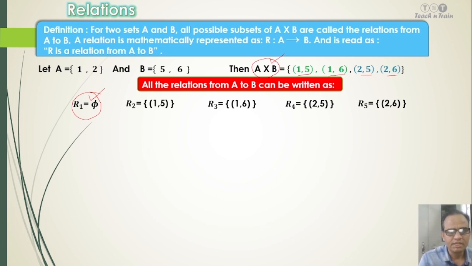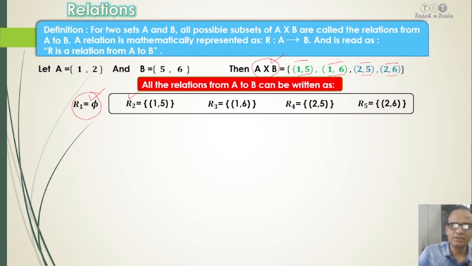And these subsets: R2 means the relation number 2, the first element of A cross B, (1, 6), the second element of A cross B, the third element of A cross B, and (2, 6), the fourth element of A cross B. So all of these sets are making singleton sets.